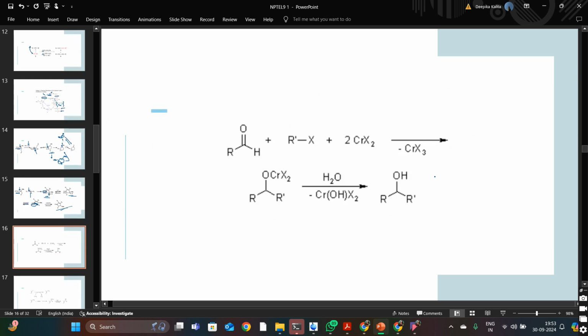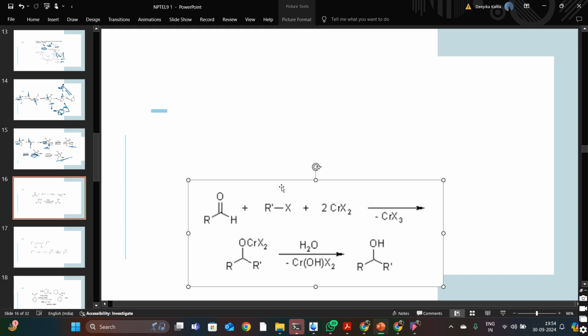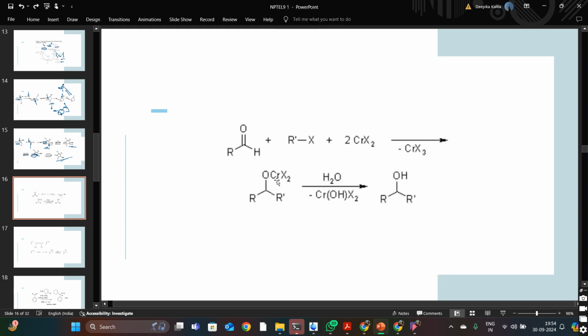Okay, moving to a very easy question from the organochromium part. So we have an aldehyde here, RCHO, and R-X, which is an alkyl halide, and in presence of two equivalents of CrX2, where X can be any halide or preferably CrCl2, we can see that the chromium metal insertion takes place to give you an oxygen-chromium bond of this type, and since we are using two equivalents of chromium chloride, CrCl3 will be eliminated in the reaction.